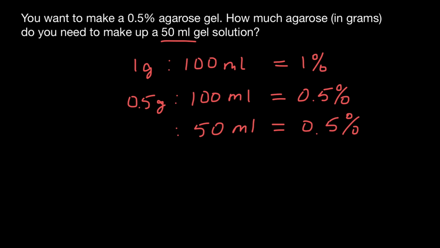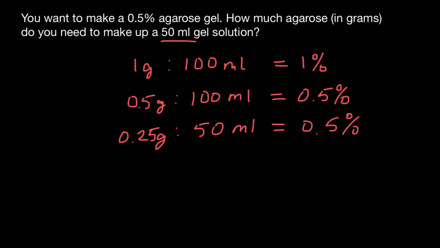0.5%? And it is obvious that if this number in this ratio went down twice, then this number, in order to keep the same ratio, also has to be twice smaller than this number. And this is going to be 0.25 grams. Then again, the ratio is going to be the same.